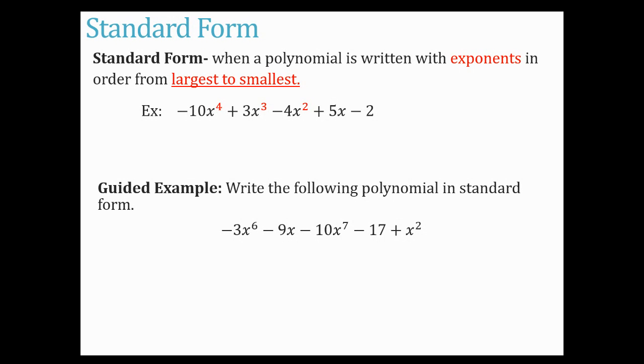And here is the answer. Negative 10x to the 7th power minus 3x to the 6th plus x squared minus 9x minus 17. So you can see our exponents go from 7, 6, 2, 1, and no variable. Our exponents are from largest to smallest, so it is in standard form.